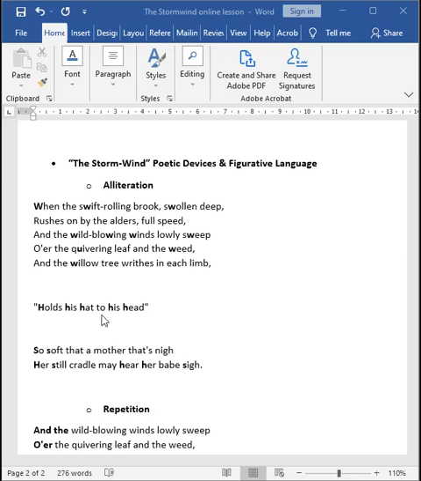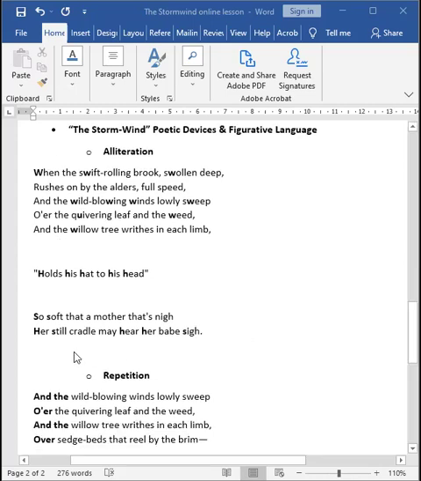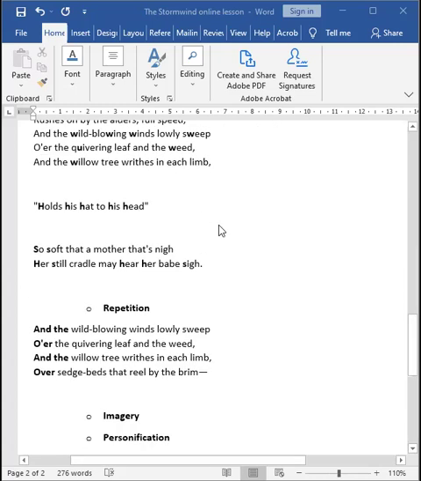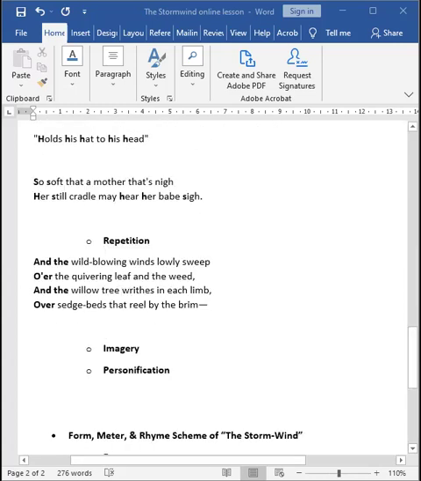Let us look at the poem's closing couplet. So soft that a mother that's nigh her still cradle may hear her babe sigh. So the breathy H and the smooth S sounds are gentle over here, and they're evoking the sleeping baby's soft breath rather than the fearsome power of the storm. Let us move on to the second literary device, which is repetition.